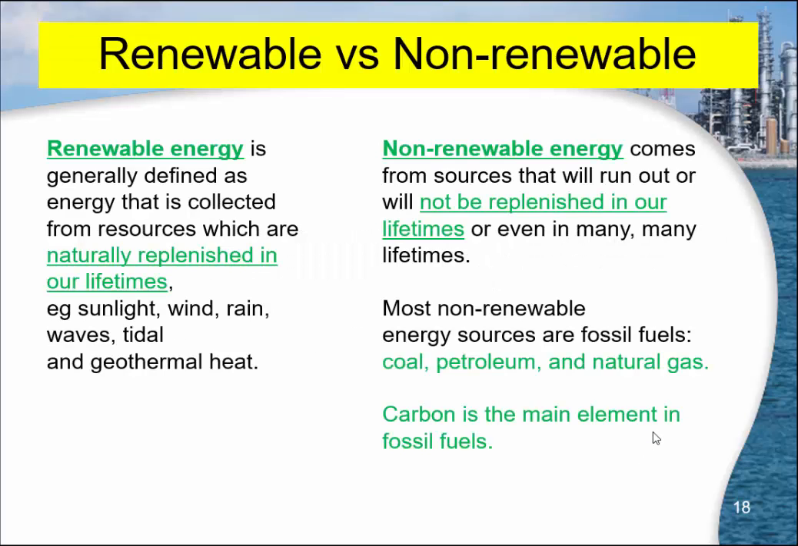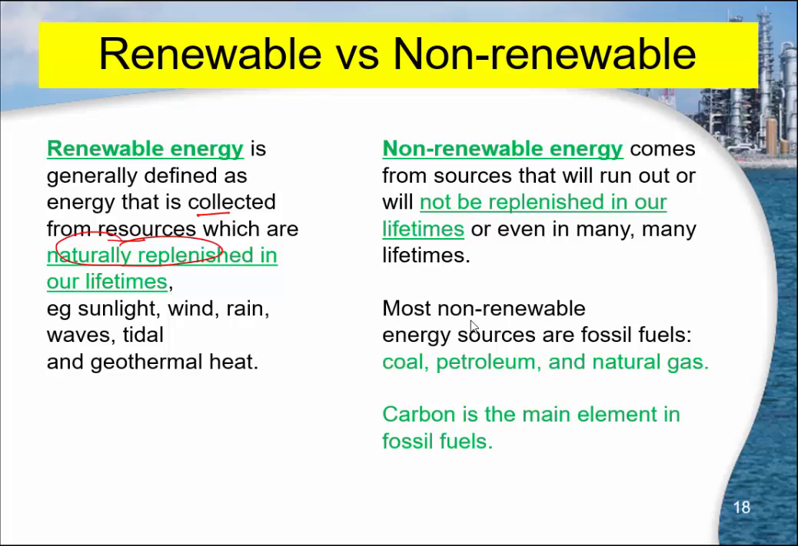So let's take a look at renewable and non-renewable. Renewable energy is generally classified as energy that is collected from resources that are naturally replenished in our lifetimes. For example, sun, wind, rain, waves, tidal, and so on. All this energy, when they're used up, can be replenished. Now, non-renewable energy cannot be replenished in our lifetime or even in many lifetimes. In other words, once you use it up, we are not able to make it again.